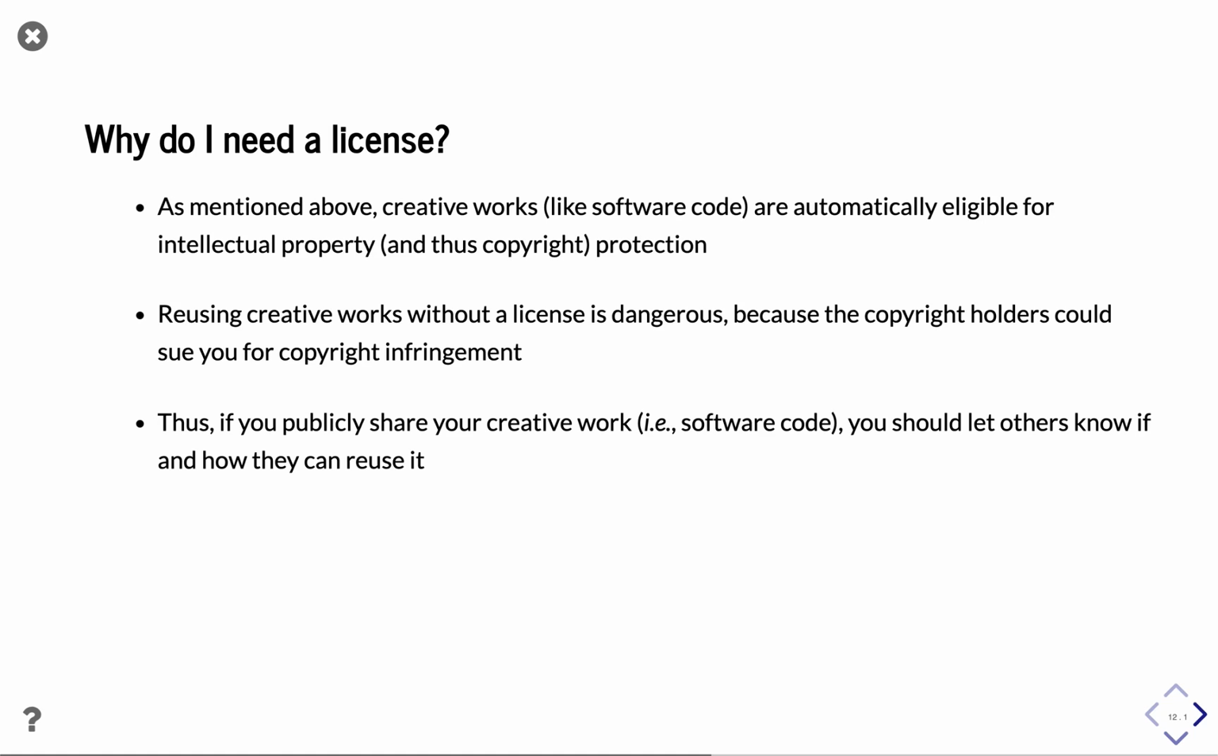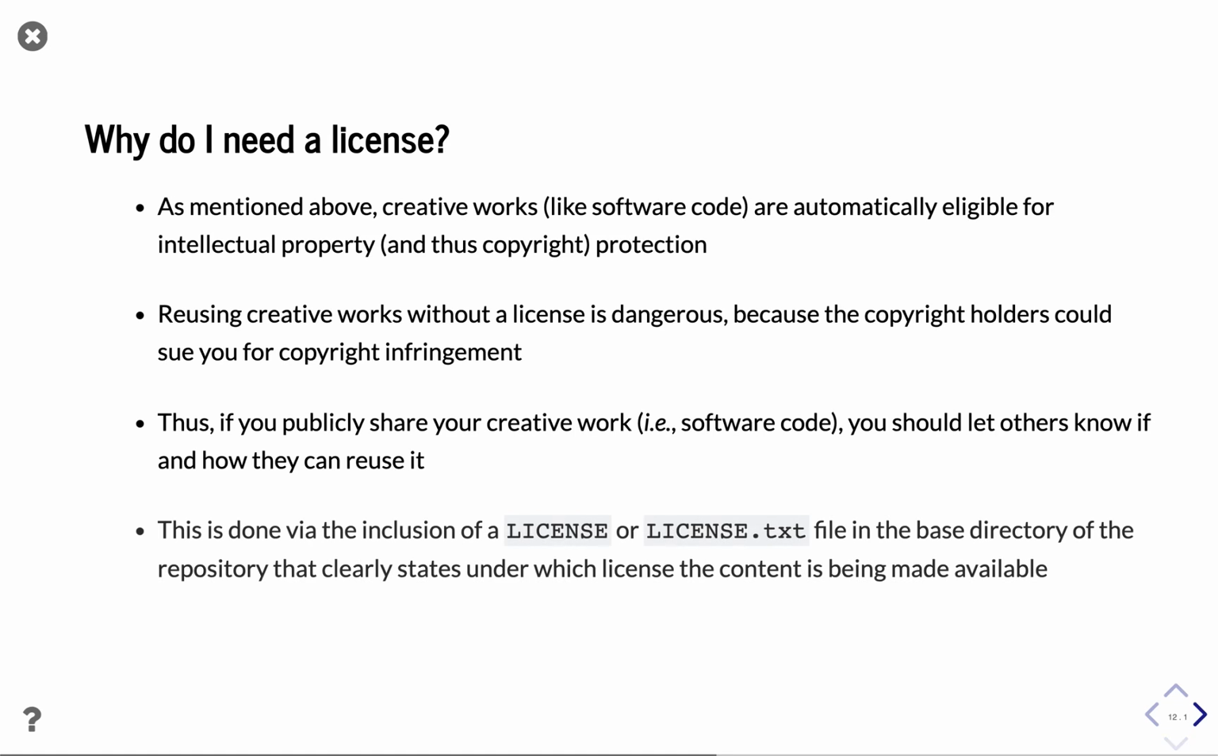Thus, if you publicly share your creative work, like software code, put it on GitHub for example, you should let others know if and how they can reuse it or not. And we typically do this by using a file called LICENSE or LICENSE.txt. We put this file in the base directory of our project, and we clearly state under what license we are making this creative work, this software code, available to others for use. So again, we do this so that other people feel comfortable using our work and know how they should be able to use our work and what restrictions we'd like to place upon its use.